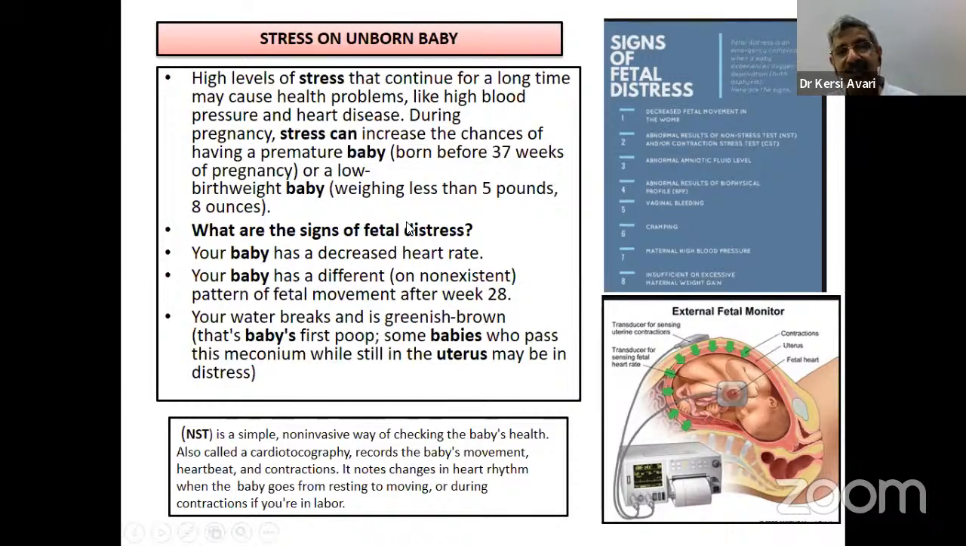Then, what is fetal distress at that time? Decreased heart rate, fetal movement is non-existent, and then what we call meconium. When the baby is still in the uterus, it starts pooping and contaminates the whole environment. So these are the signs of fetal distress. So what we do is a neonatal stress test, in which the fetus's symptoms are monitored: how they move, their heartbeat, the breathing pattern.